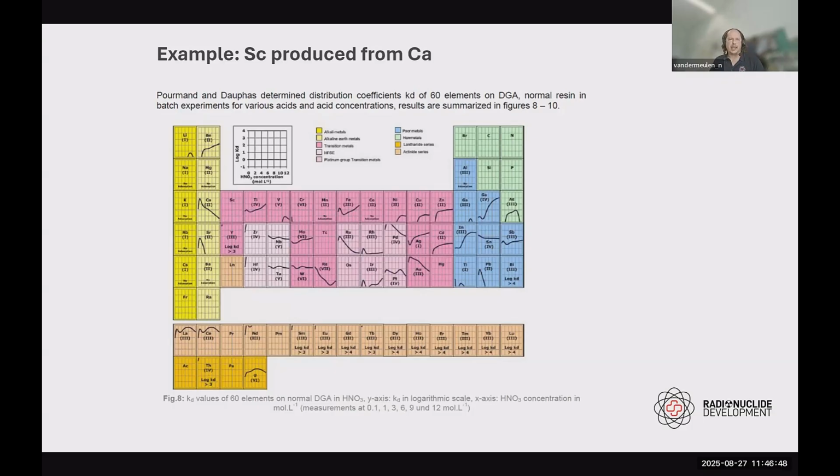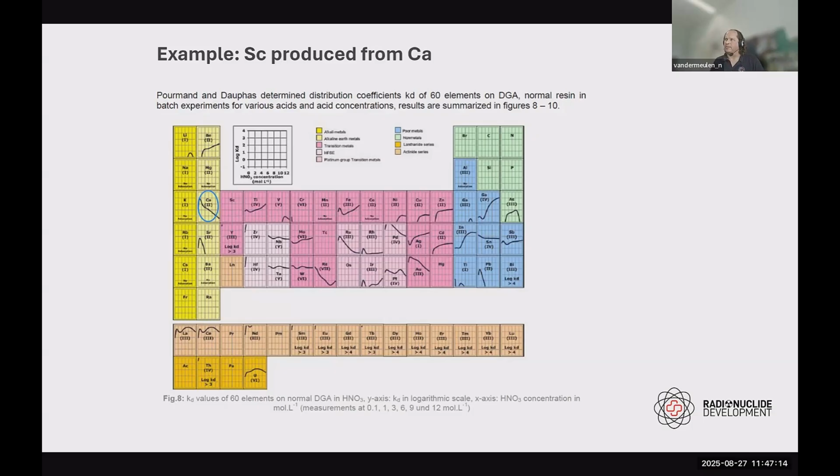Now we're going to be looking at the likes of scandium and calcium. Scandium, unfortunately, there's no data here, but if you look just below it, you can see that yttrium is there, and yttrium indicates that it has a very, very high distribution coefficient. So in essence, it doesn't matter what concentration of nitric acid you use, it will be retained. Now take into consideration that this would be the same for scandium.